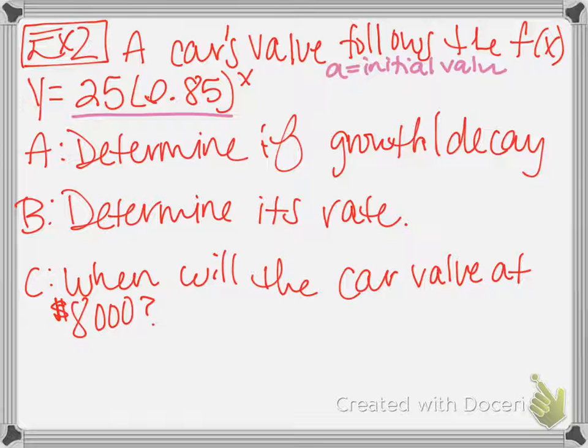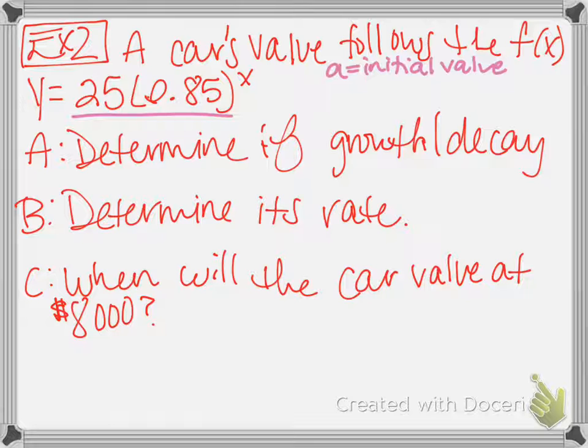All right, and something about this problem that I didn't write down is that this is in thousands of dollars. So when I look at this, the car did not cost $25. This car actually cost $25,000, which makes a lot more sense. All right, and so now we can look at B, and we can look at this as sort of our rate, or our rate of decay.